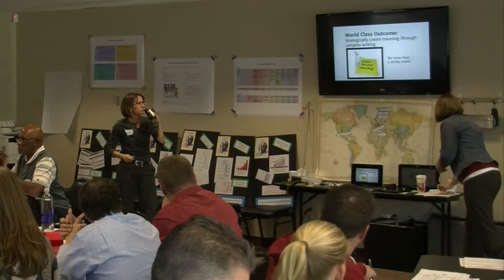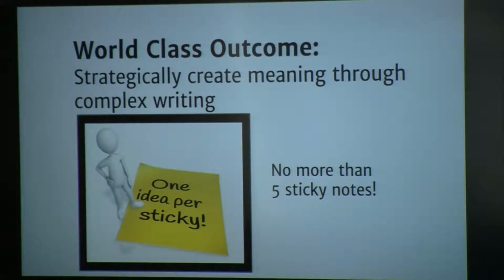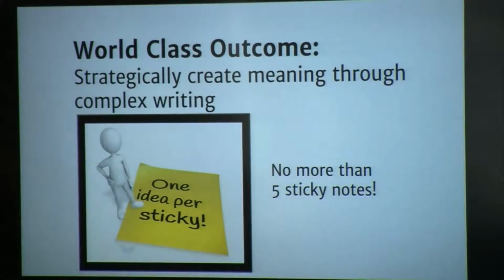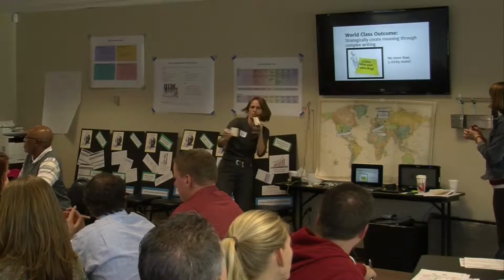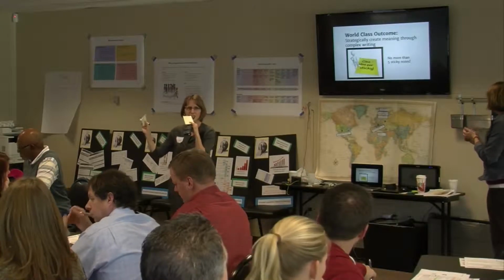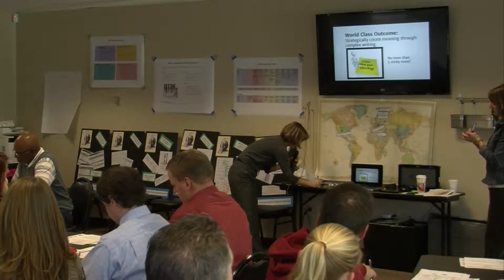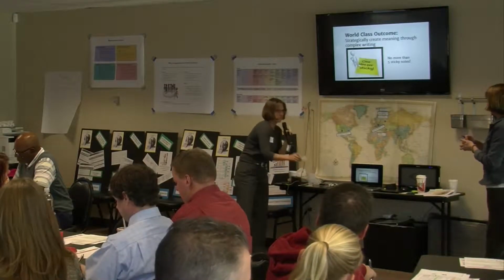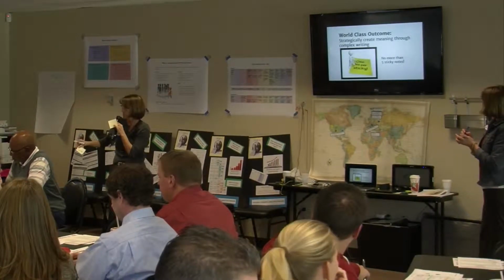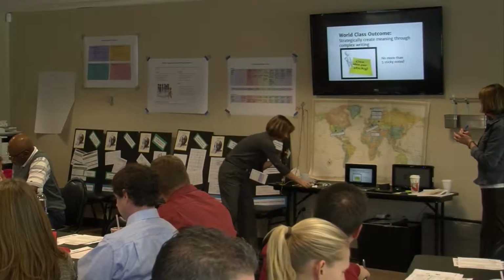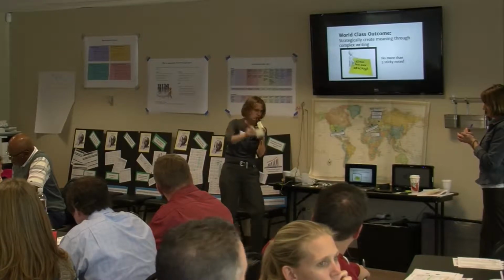So it says strategically create meaning through complex writing. So I'm thinking, what the heck does that mean? So I know one of the things is clarity. I don't want kids just throwing up on the page. I want them to be concise. I want their message to be clear. I know another one of mine is structure. I want them to know the structure of different types of writing, so the structure of poetry, and I want them to be strategic about knowing which structure to use. I want them to consider audience, which is part of that strategic.